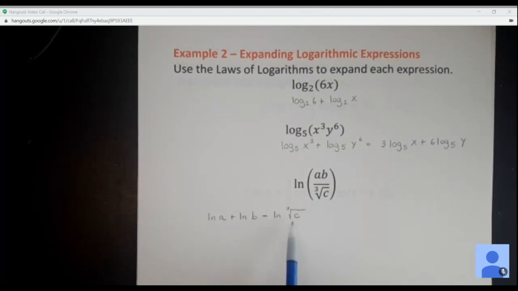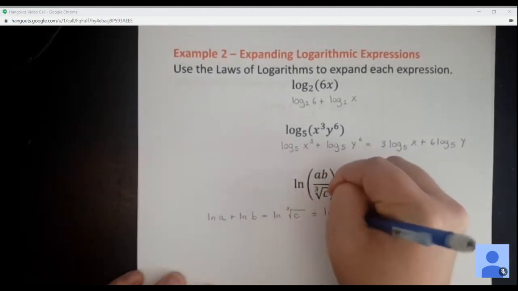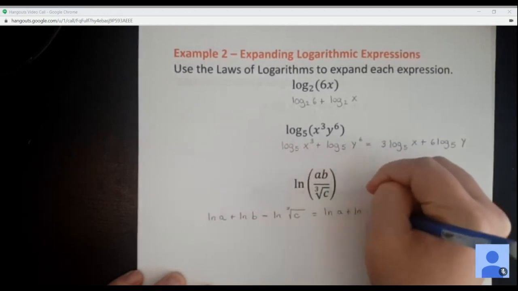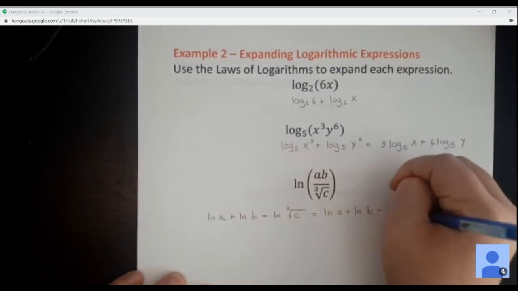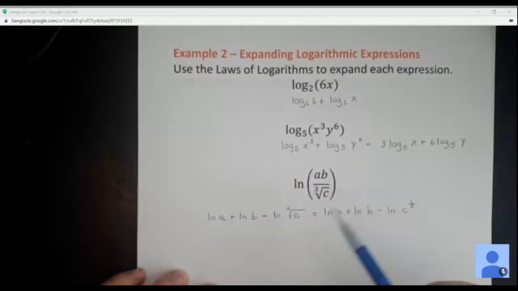Okay, the cubed root, right? What could we do with the cubed root to apply one of our laws of logarithms? Good. It would become c to the 1/3 power, right? So now we're going to have natural log a plus natural log b minus natural log of c to the 1/3, because c to the 1/3 is the same thing as the cube root. Well, now that we've got an exponent in here, what can we do with it?